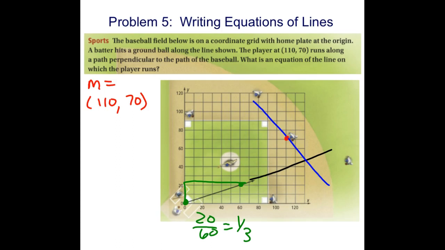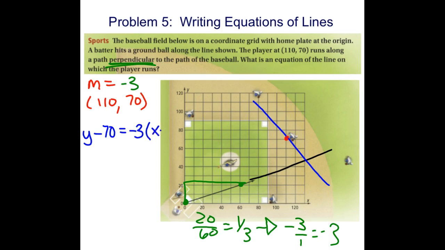So I've got 1/3. I want this to be perpendicular, they said. That means I'm going to take that slope, change the sign, so positive goes to negative, and do the reciprocal. So I'm going to flip it, and I get 3/1. That's -3. So that's what I'm going to use. Now, if you remember your point slope form, I'm just plugging it into that. So that's y minus y1, which is 70, equals m, -3, times x minus our x1 value of 110. And that will be the route we would use to model where the player is going to catch the ball.